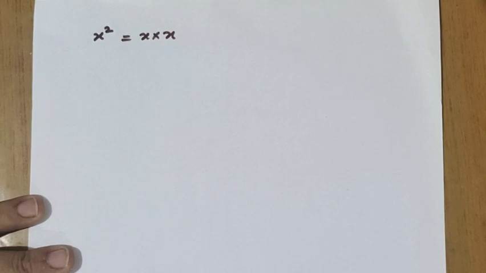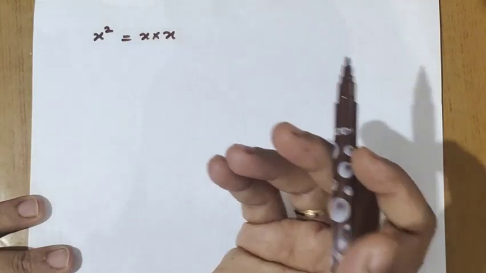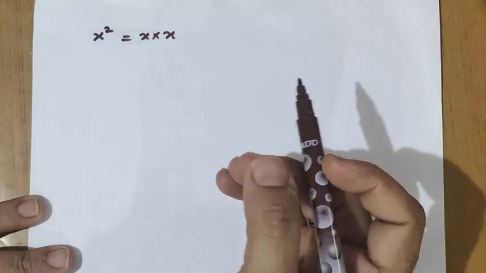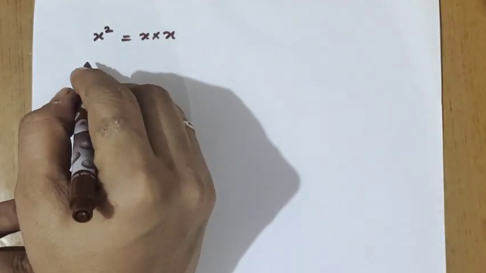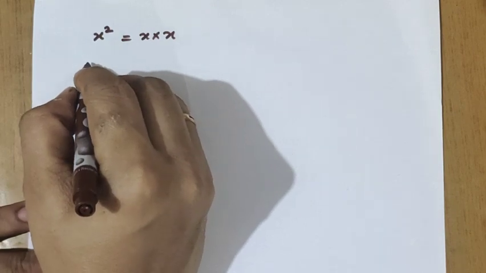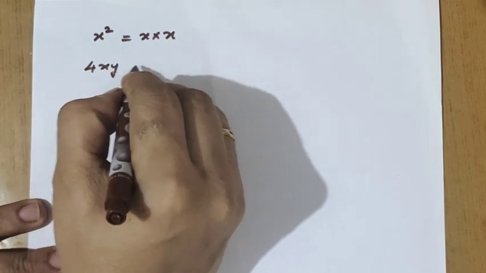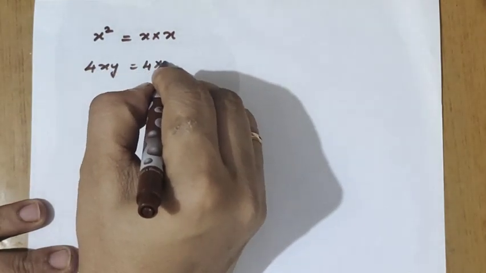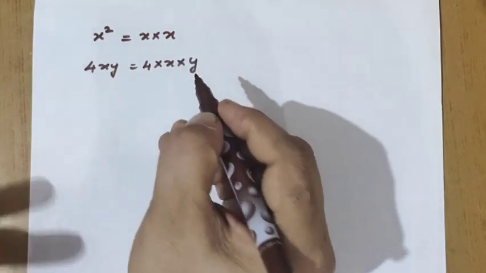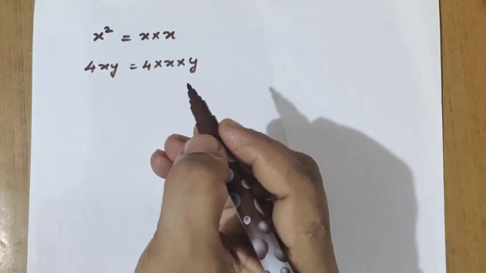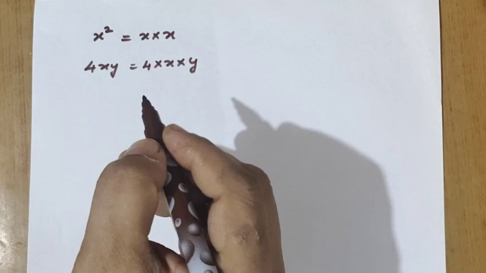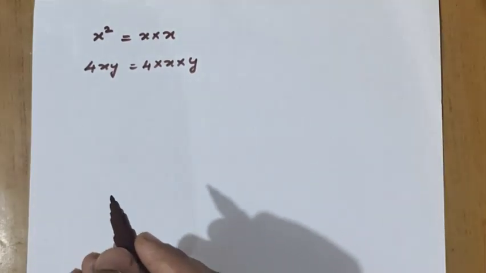X multiplying 2 times, and we are getting x square. Similarly, 4 into 4, we can write as 4 square when we are talking about the numbers. Now the next one I will take is 4xy. So how are we getting that one? 4 into x into y. So we are getting terms like this only, by multiplying some numbers or variables.